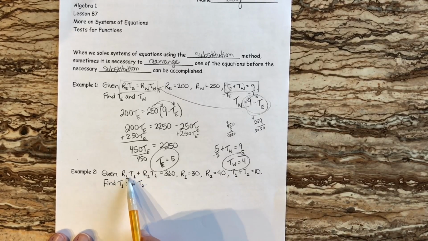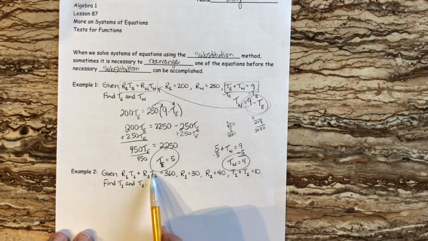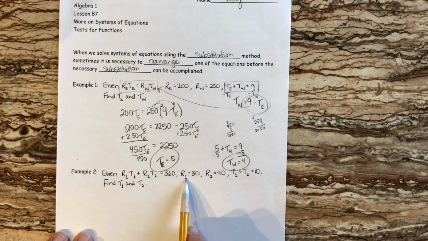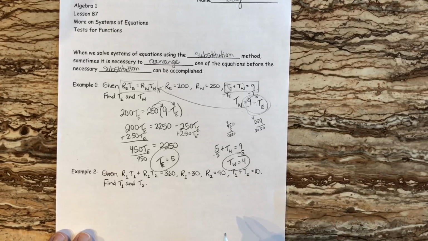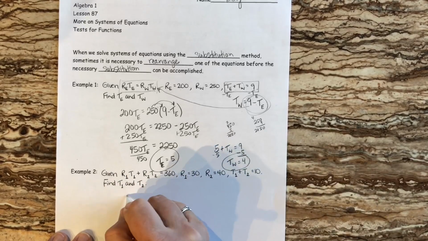Example 2. We've got our R1, T1, R2, T2, and that equals 360. We know R1, R2, and we know this equation here, T1 plus T2 equals 10. So R1's going to go in here for 30.